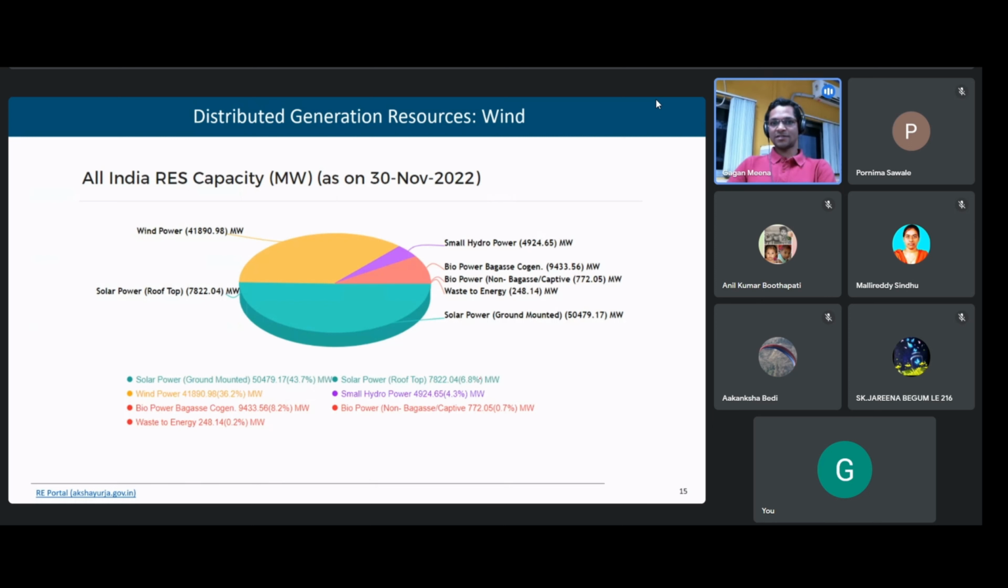So this is the distribution of all India RES capacity till November 2022. We have solar ground mounted and rooftop. Mostly we have ground mounted because these are big solar farms. Then we have wind power, small hydropower, biomass, and waste to energy.